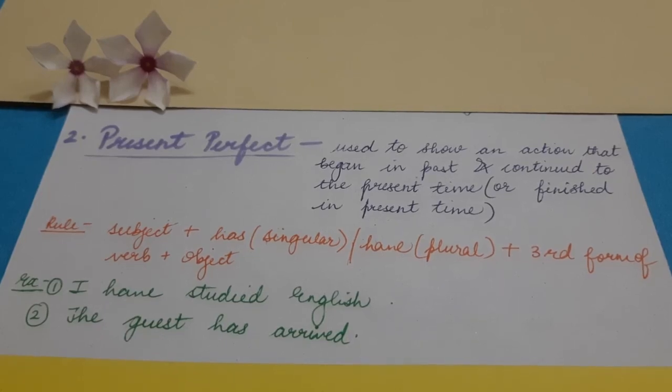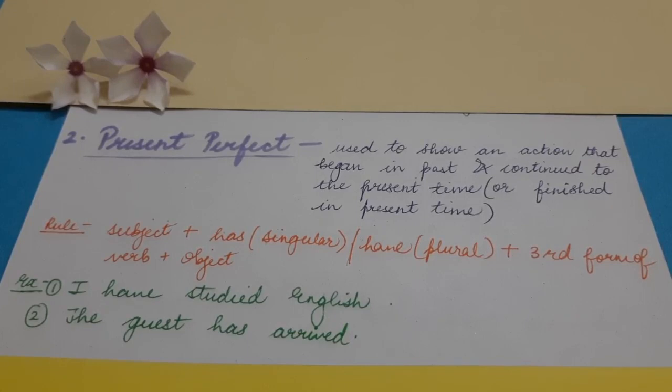The rule for this one is subject plus has. Has we use if it's for singular, and have we use if it's for plural, and third form of the verb and object or predicate, it both means the same. For example, I have studied English. Or second example, the guest has arrived.